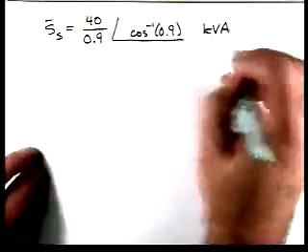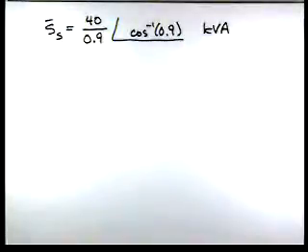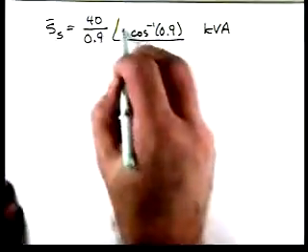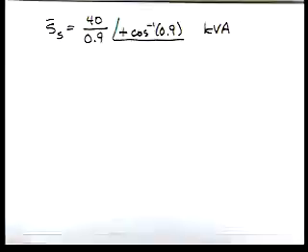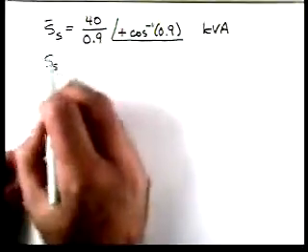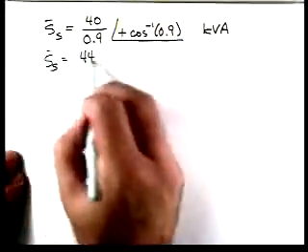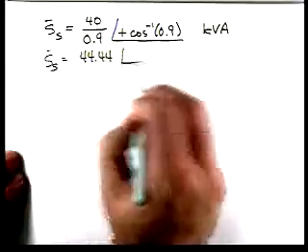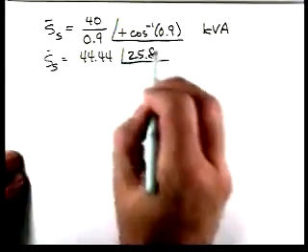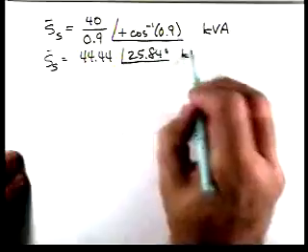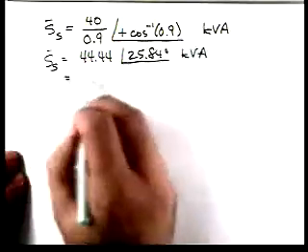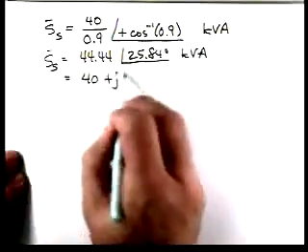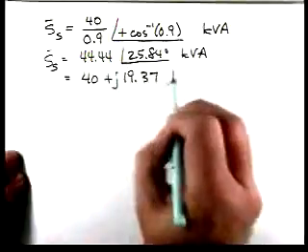Now the angle is positive because it's a lagging power factor. If the power factor had been leading, this would have been a negative angle. Okay, so the complex power supplied by the source then is 44.44 at an angle of 25.84 kVA. This is 40 plus j19.37.